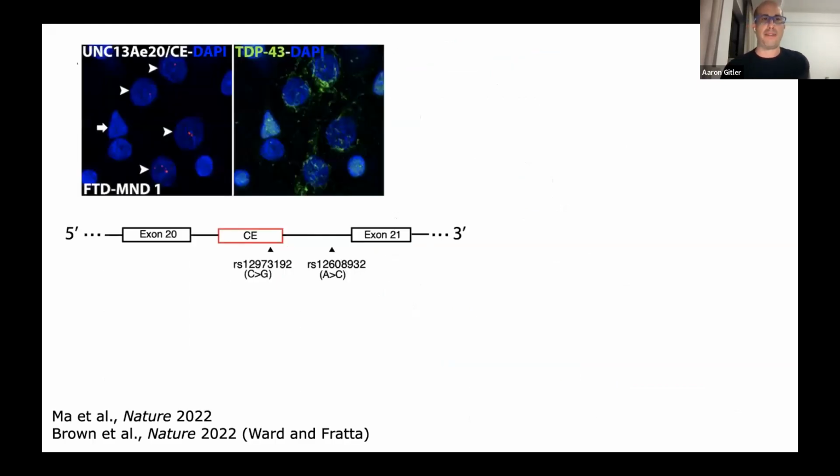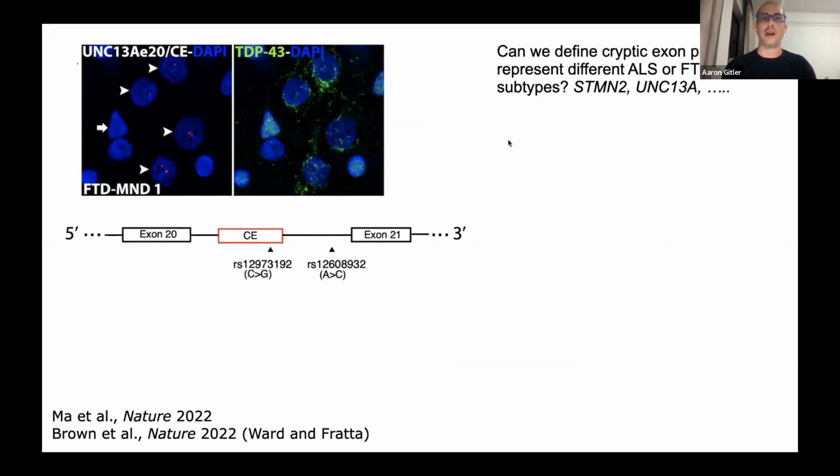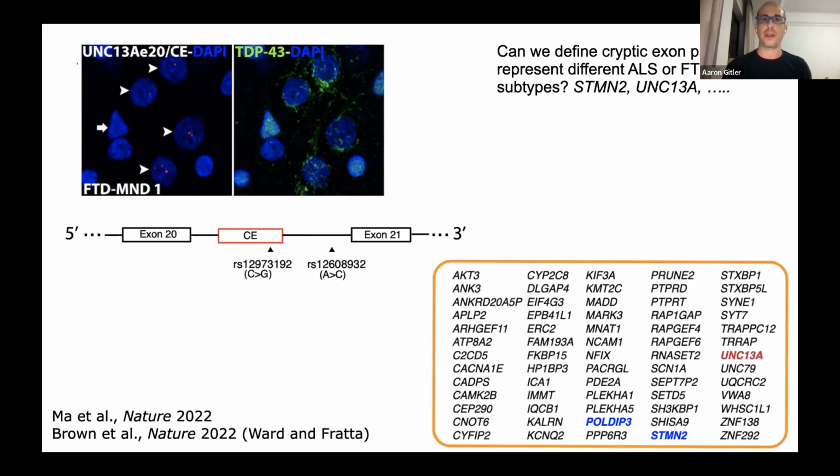So we've provided evidence that UNC13A cryptic exons are a new facet of TDP-43 pathology in ALS and FTD. We wonder if there could be a way of defining cryptic exon profiles: STMN2, which you heard about yesterday, now UNC13A, and perhaps some of the other ones. These might play out across the brain in different regions, and different patterns of these cryptic exons might underlie some of the different heterogeneity in phenotypes. So it'll be exciting to test all of these perhaps simultaneously in some sort of spatial transcriptomics approach.